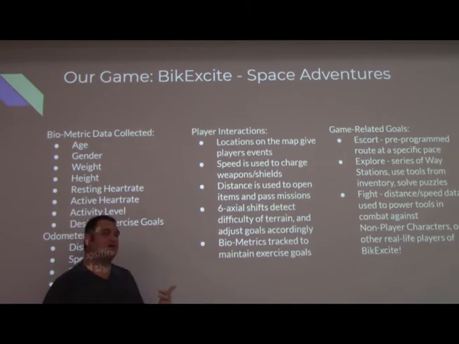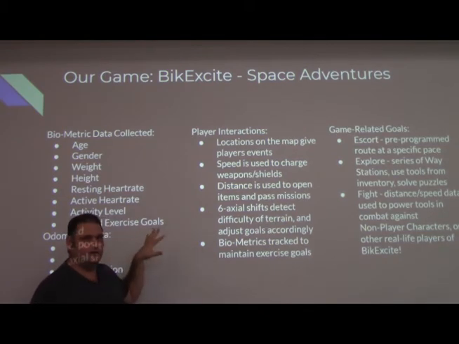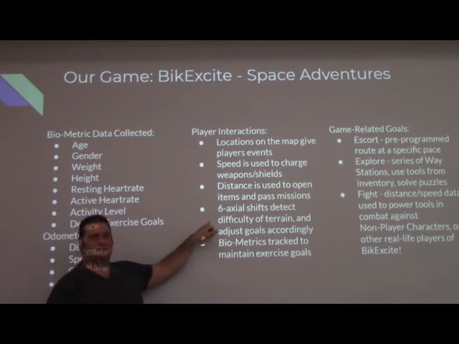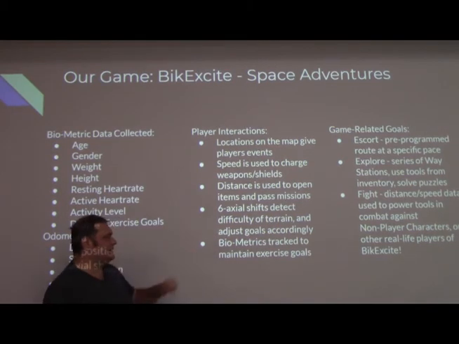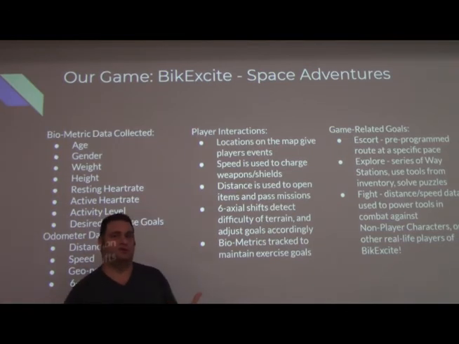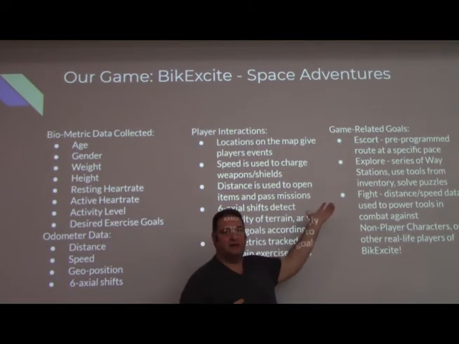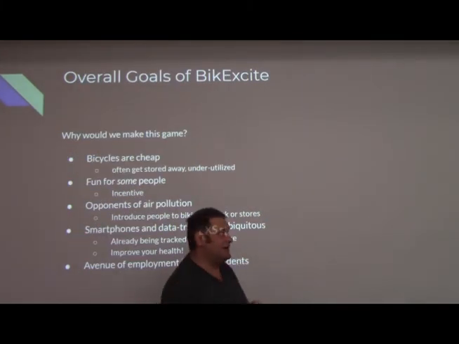Speed is used to charge up your weapons and shields and tools and stuff. Distance is used to open up objects and pass missions and stuff. The idea is that, because these things can be tracked, the odometers can feel how rugged terrain is, bumping around and stuff, and that would be detected and then used to adjust the difficulty level. And then these biometrics are tracked to maintain exercise goals, because that's the overall goal for my game. Game-related goals, I wrote these down in the paper as well. But the overall goals of Bike Excite are this.